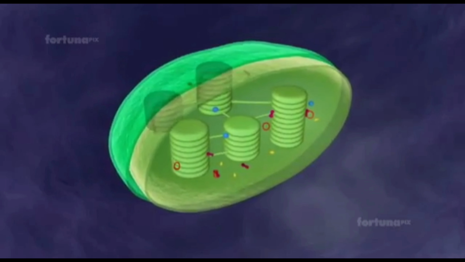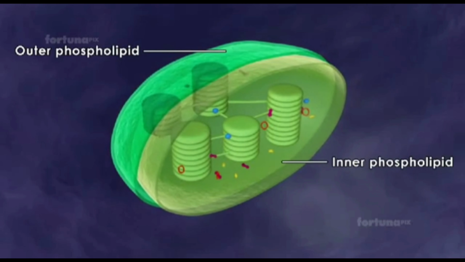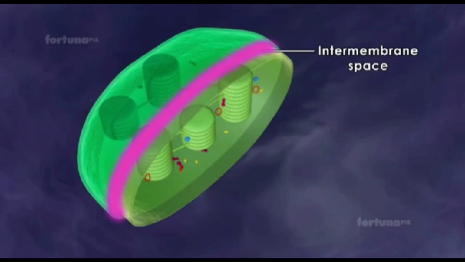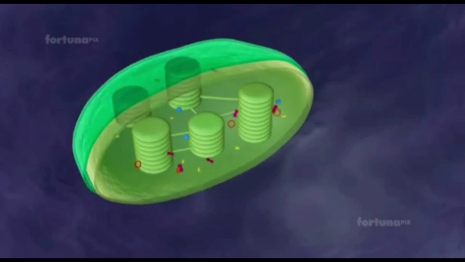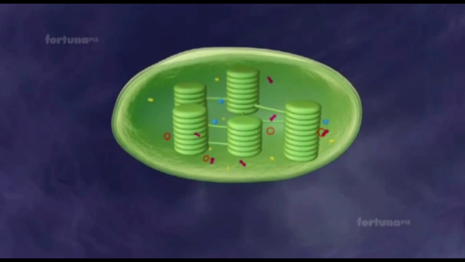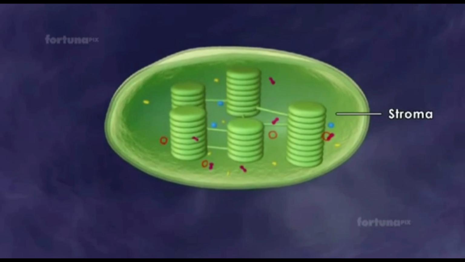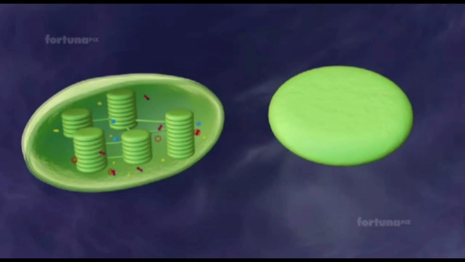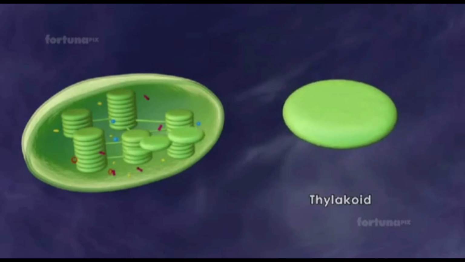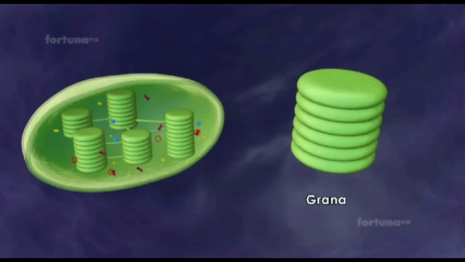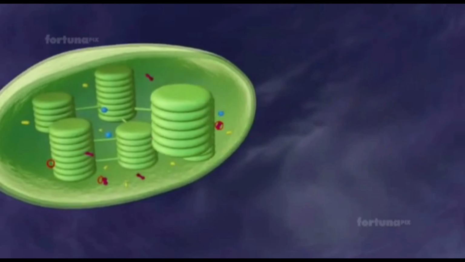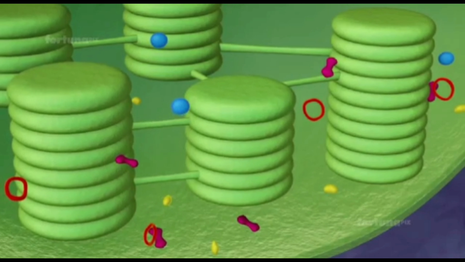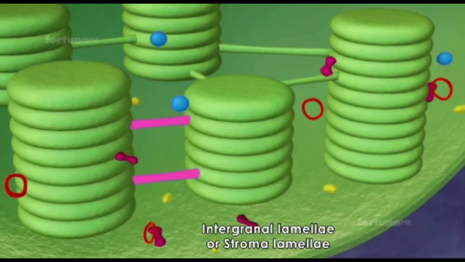Here you can observe the outer and inner membranes which are made up of phospholipid. The third layer forms stacked sac-like structures called as grana. It is believed to be a site for trapping of solar energy. The fluid-filled portion is called as stroma, and this is a thylakoid. These are called grana. Connections between two grana are called intergranal lamellae.